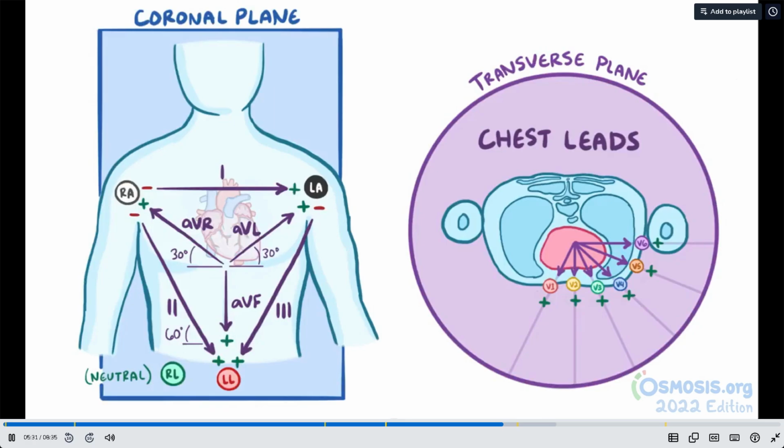So in total you've got 6 leads from the limb leads and 6 from the chest leads, leading to a grand total of 12, which gives you your 12 lead ECG. Now the point of having all these leads is to get different views of the heart, making it easier to see exactly how that wave of depolarization moves through the heart.